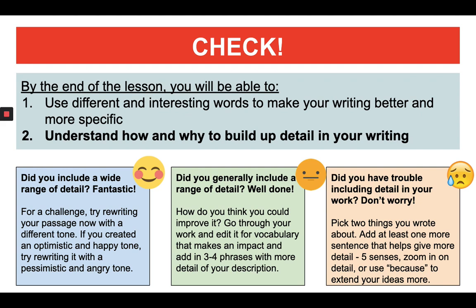So how do you think you could improve it though? Go back through your work, try to edit it more for vocabulary that makes an impact. Maybe add about 3 more phrases of more description and detail. And if you had trouble with this, okay, don't worry as well. Again, it's a skill that needs to be developed and worked on. Okay, so maybe pick out 2 things you wrote about and add 1 more sentence in there to give you more detail. So think about the senses, zooming in on detail, okay? And using maybe because to extend that idea a little bit more, okay?